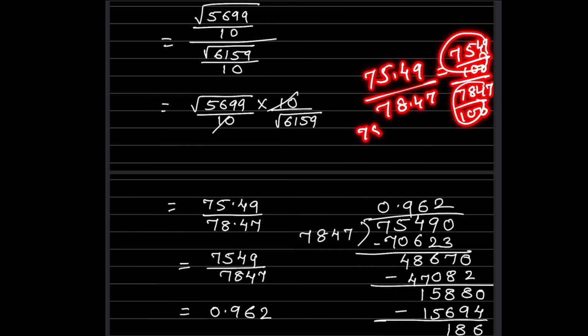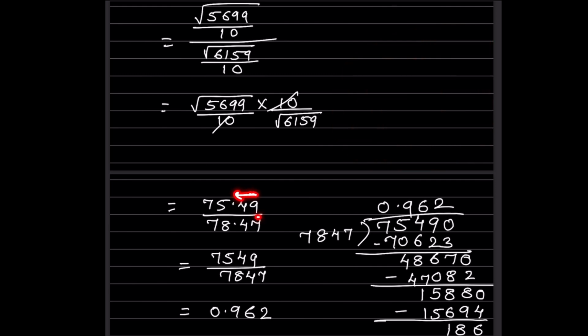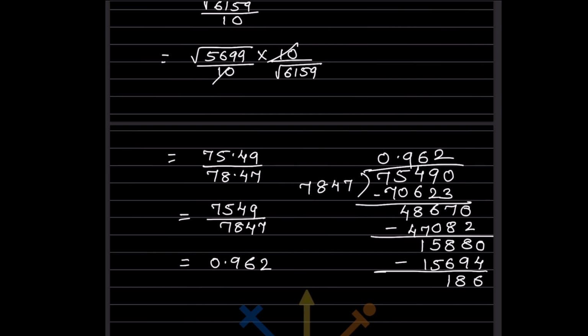So 7549 divided by 100. This we are going to flip over the denominator, 100 by 7847. So this and this get cancelled. So the remaining is this one. Or if you don't want to do the lengthy method, just remember, when there is an equal number of digits after the decimal, then you can just write it directly and remove the decimal. So now we got here 7549 divided by 7847.